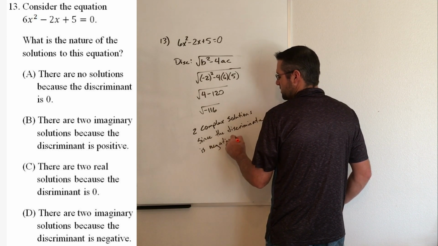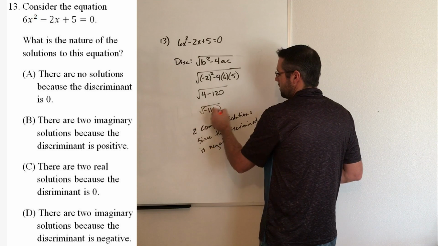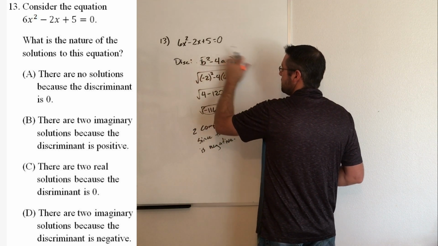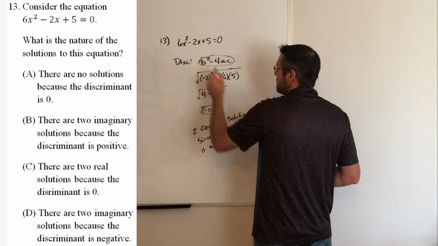Oh, I guess I got to correct myself here. The discriminant is the value inside. So it is just the b squared minus 4ac because the discriminant is negative.